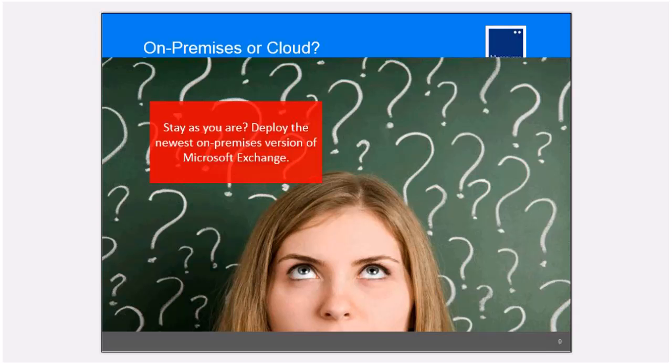So, stay as you are or deploy the newest on-premise version of Microsoft Exchange. Now, we obviously have slanted this as a cloud-based discussion, but cloud is not suitable to all customers in all circumstances. So a first pillar of any conversation is, well, can you remain on premises? And that really just encompassed having a discussion about, well, how do you upgrade from Exchange 2003 to Exchange 2013? It's a complicated path. There is no direct route. You have to go through Exchange 2010.